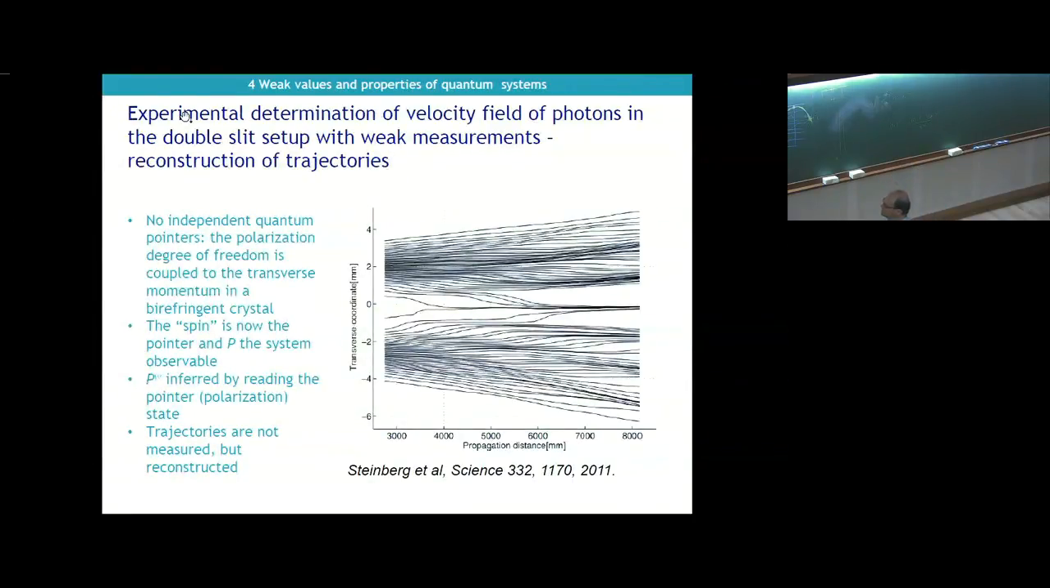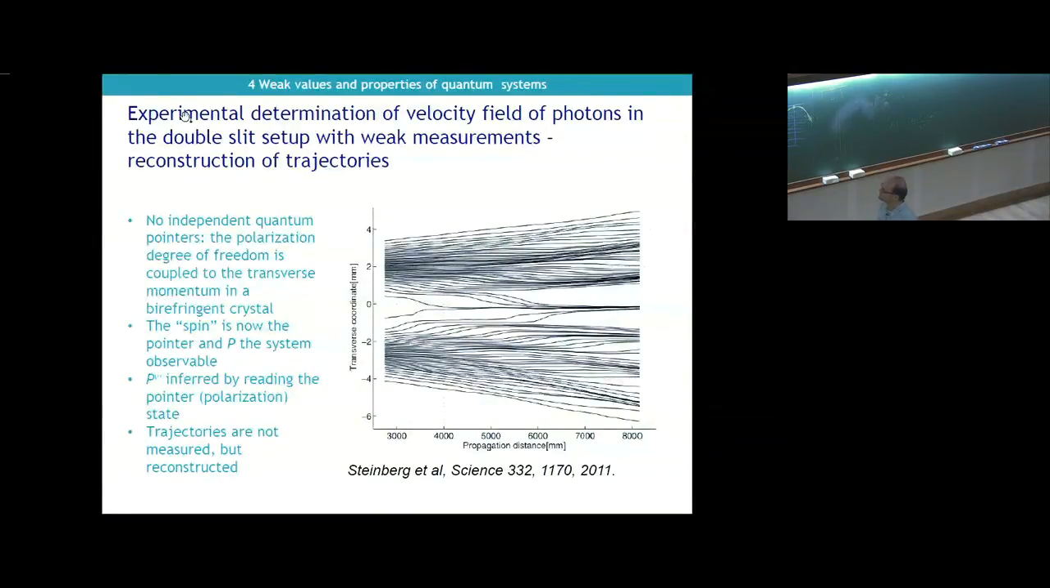So this summarizes what I just said. The important thing is that the pointer is played by the spin, which is actually the polarization here. And by reading the polarization, the change in this initial state reveals the weak value, the real part of the weak value of Px, which is just the Bohmian velocity.